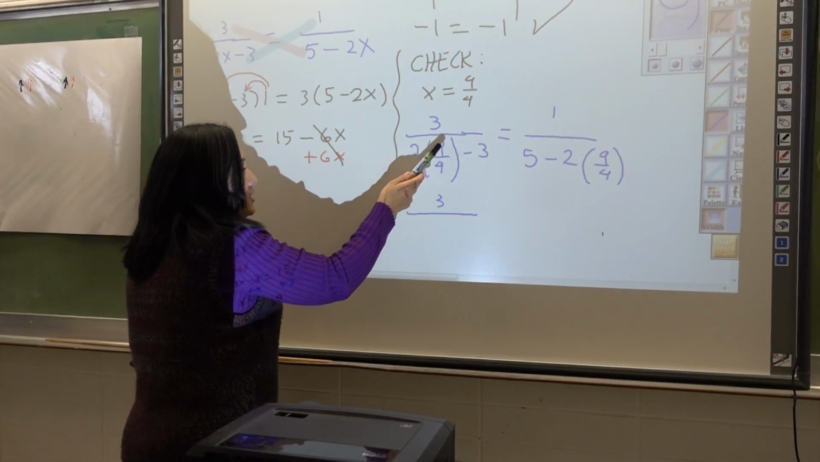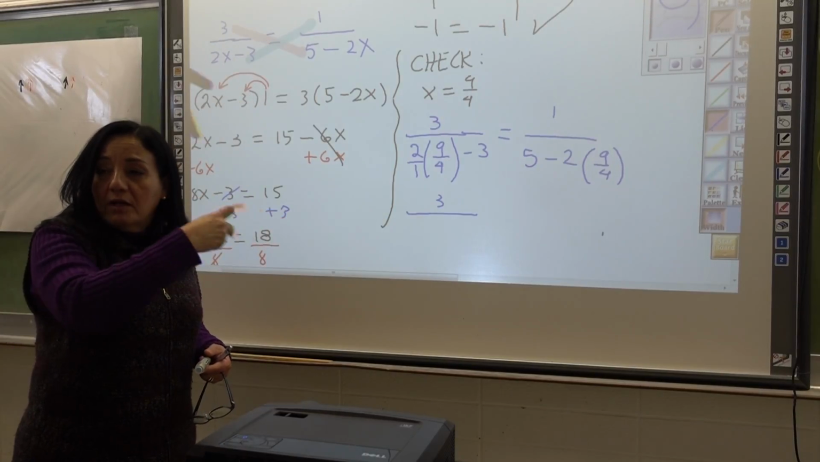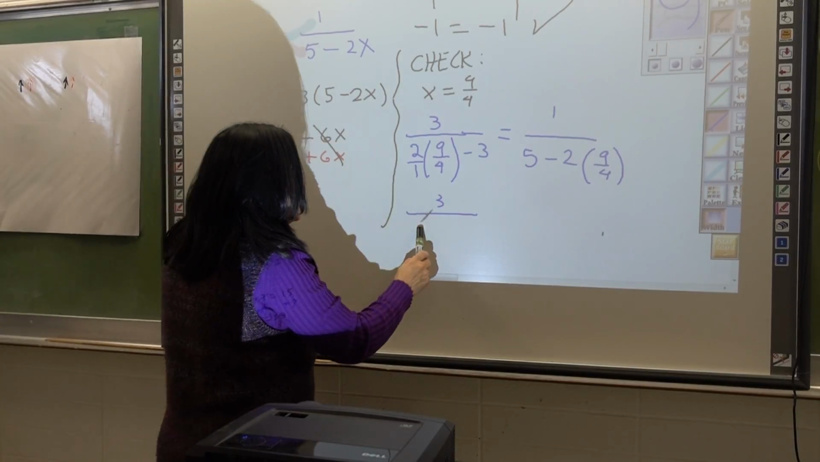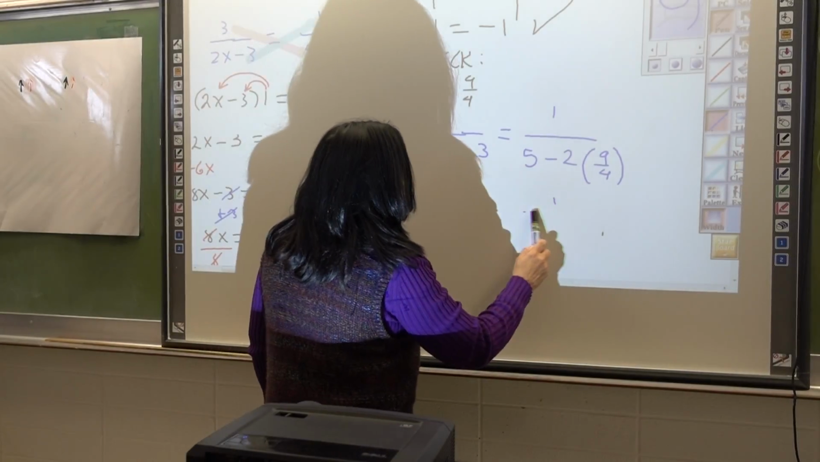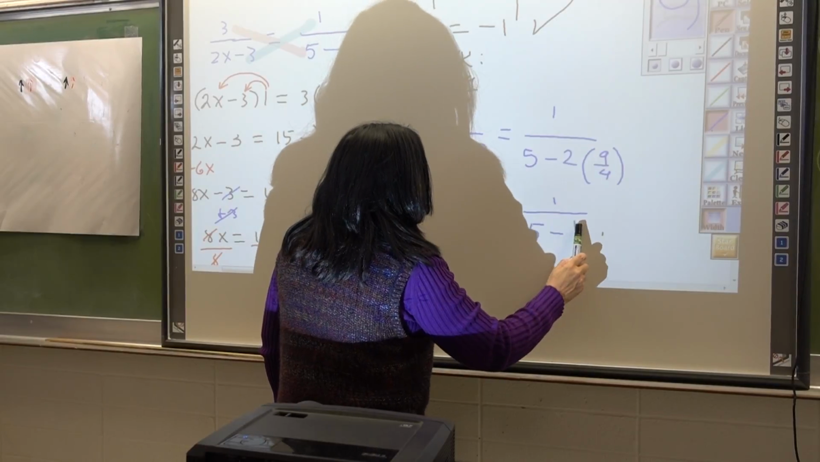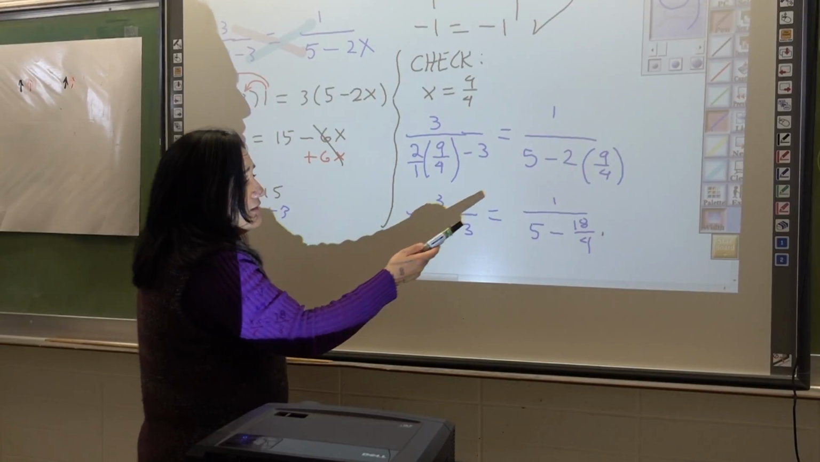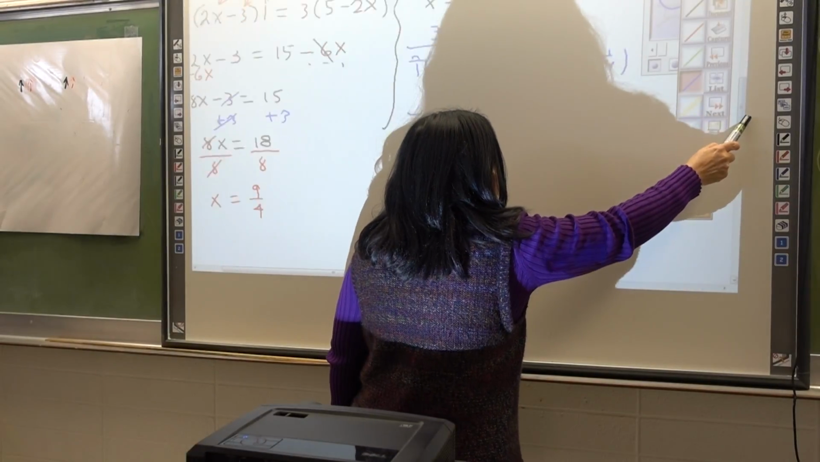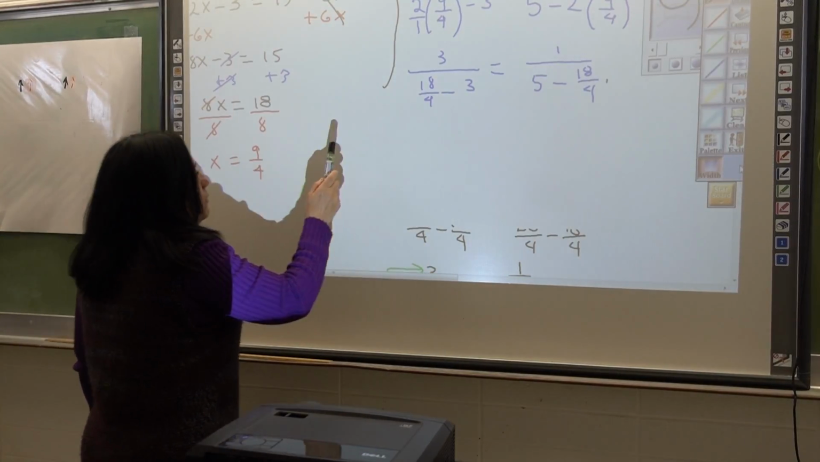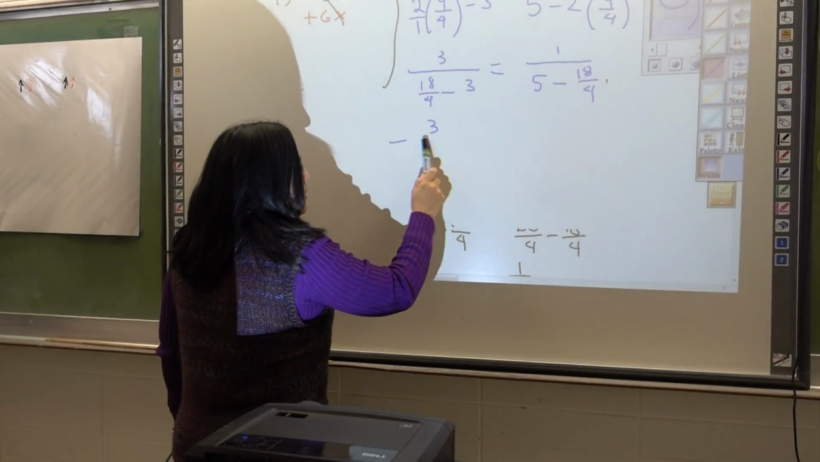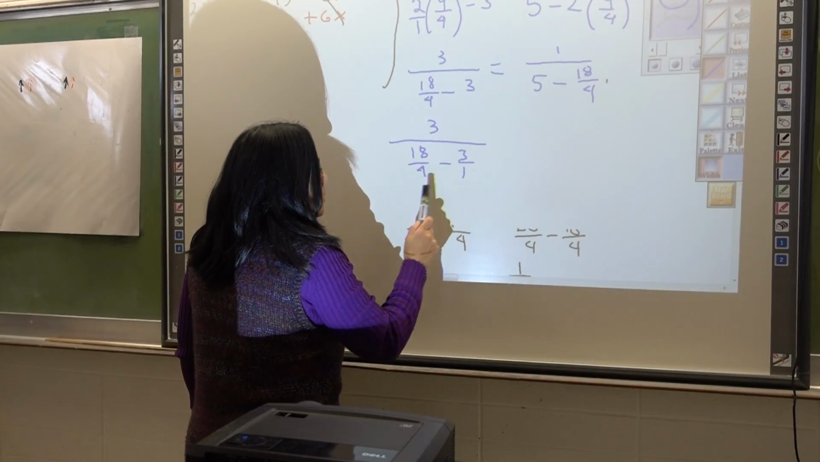Never multiply 2 times 9 and 2 times 4. No. You put 1 underneath and you multiply across. 18/4 minus 3 equals 1 over 5 minus 18/4. Then we have to subtract these fractions. One is a whole number and the other one is a fraction. So I am going to do this. 3 over 18/4 minus 3 over 1.